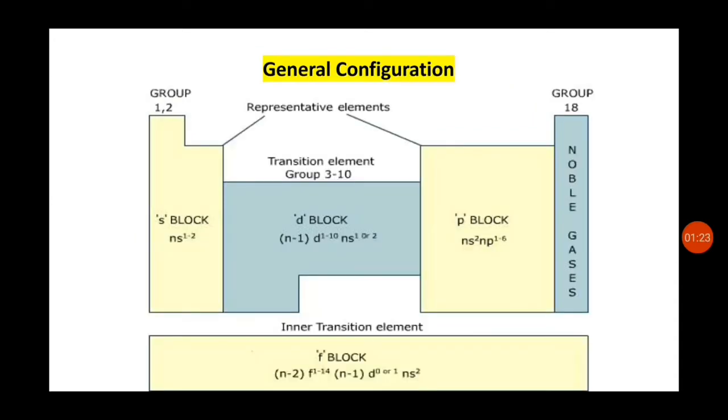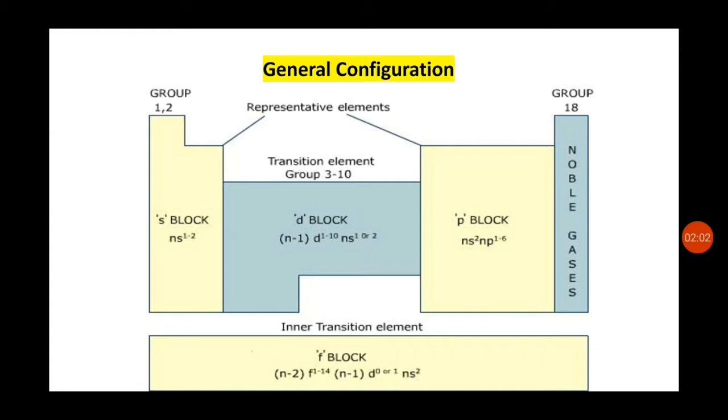Then the general configuration we have already studied. General configuration of F block elements is (n-2)f 1 to 14. Here you can see (n-2)f 1 to 14, (n-1)d 0 or 1, and ns2. All the general configurations are shown over here, the S block, D block and P block. But here we are studying F block elements, so the configuration is again (n-2)f 1 to 14, (n-1)d 0 or 1, and ns2. This you have to remember.